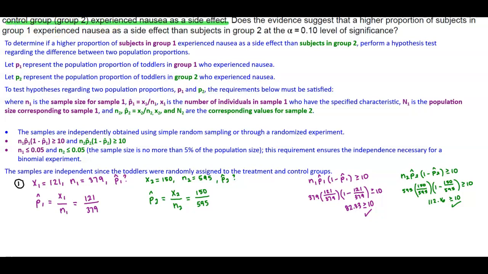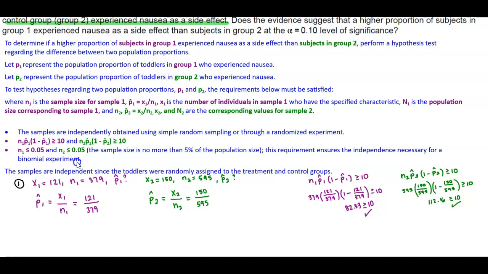Now, if we also take a look at the sample sizes, because we want to make sure the sample sizes are no more than 5% of the population. Well, the sample sizes are less than 5% of the population size because the sample sizes of 379 and 595 are less than 5% of the population of toddlers. So what we can say now is that all three requirements are satisfied, so we're going to proceed to conduct the hypothesis test.